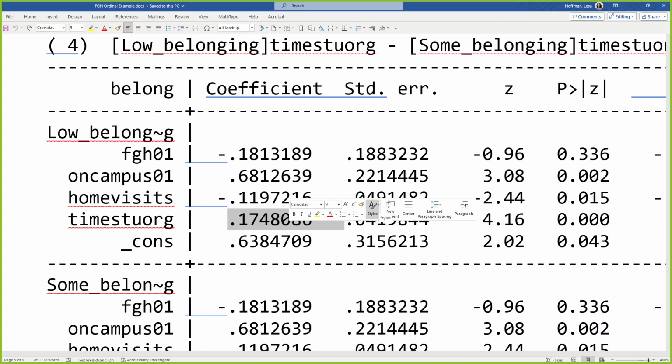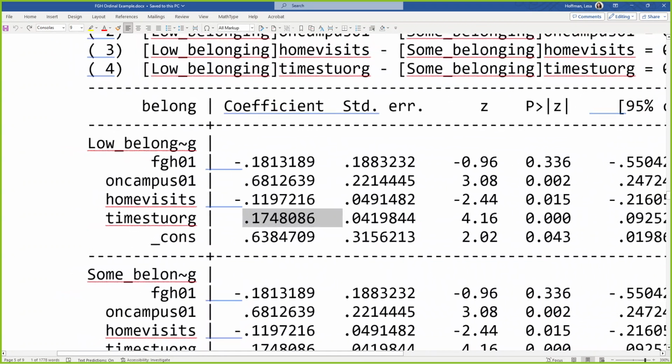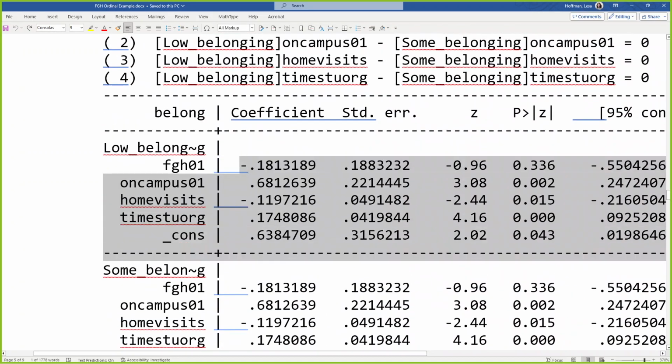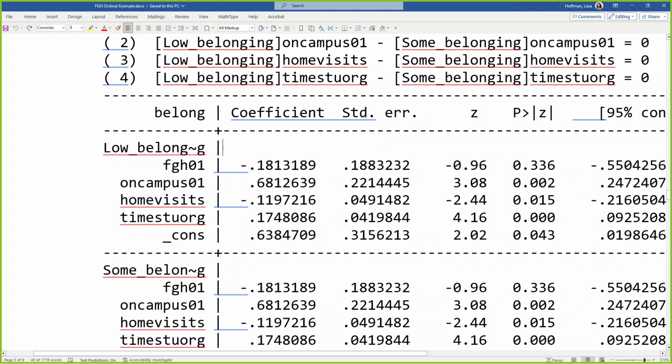Because this is a proportional odds model, that means that the interpretation for the low belonging coefficients are the same between whether or not we're predicting higher than low or higher than some. And so this is the same as this coefficient, this one is the same as this, and so on and so forth. Any questions about this model? Great.